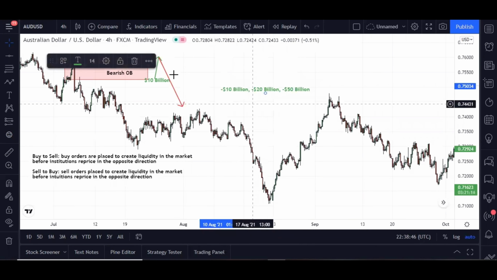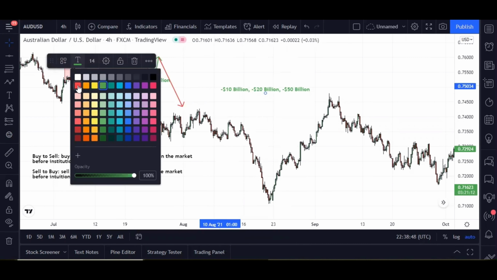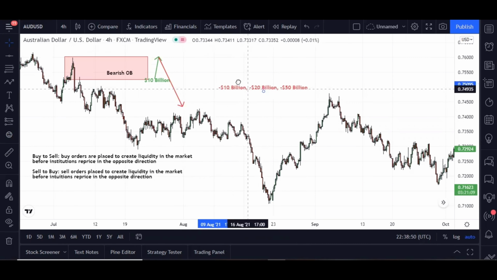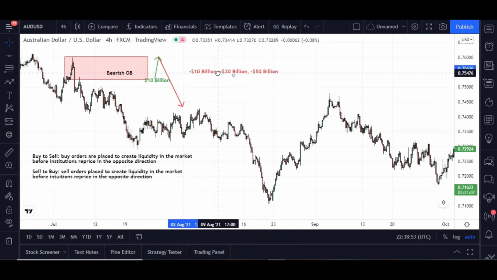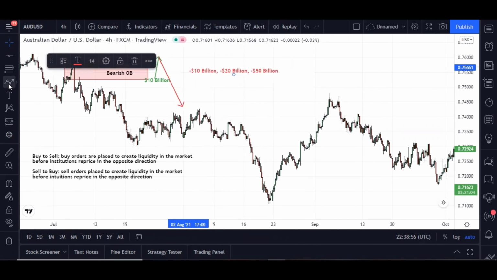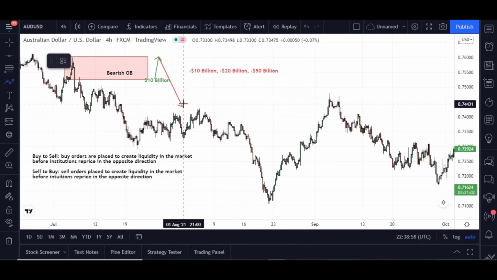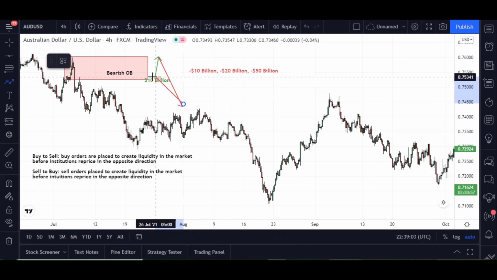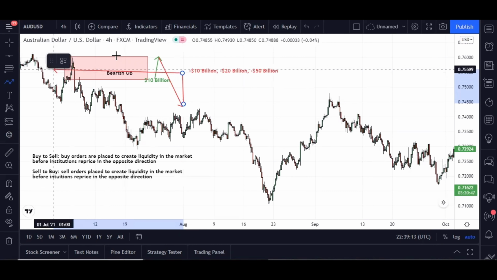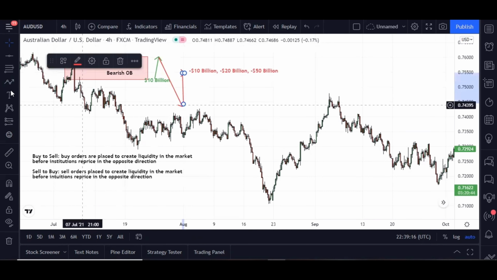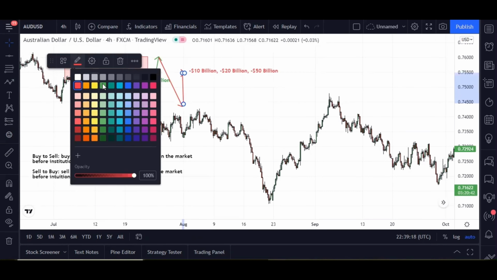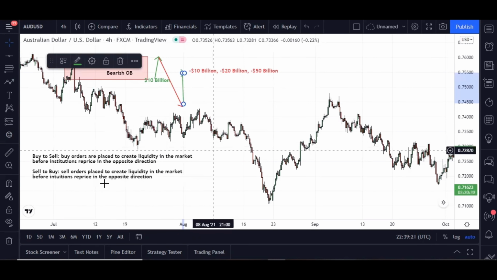So what are they going to have to do in order to mitigate their losses? Well, they're going to have to eventually reprice the market higher back up so that they can close these buy positions here at break even. So they're going to look to reprice the market back higher so that they can close these buy positions at break even.